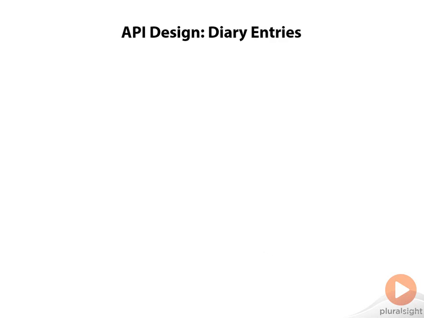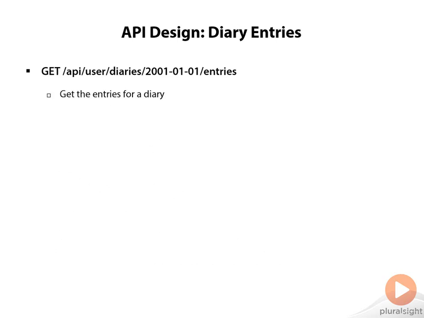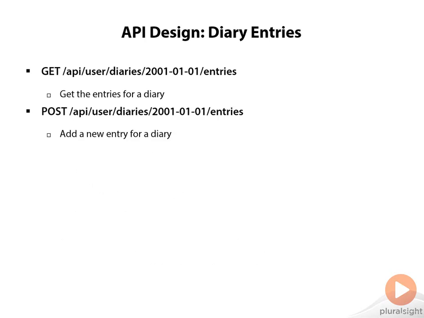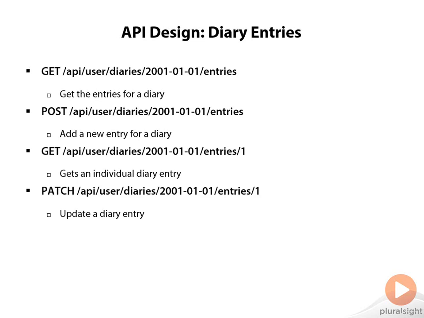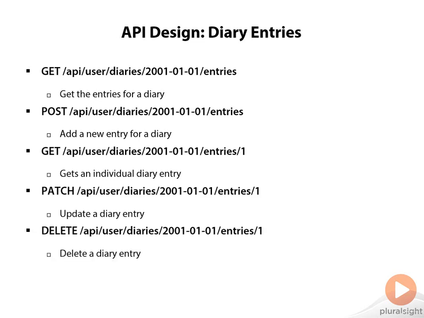We're also going to support the idea of diary entries, and these are individual entries for a particular day. So by looking at a particular diary, the API will support getting the entries for that day. Will allow you to post a new entry for that day. Will allow you to get an individual diary entry. Will allow you to update an individual diary entry, as well as delete an individual diary entry.